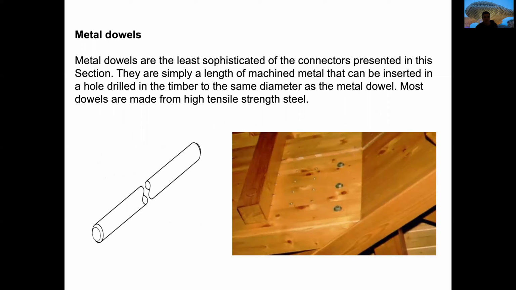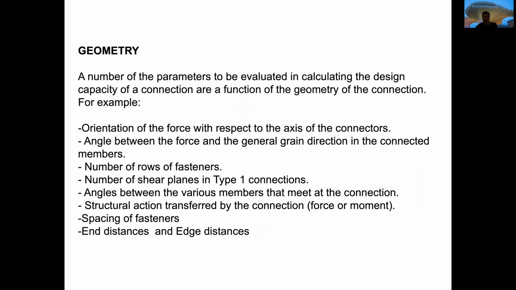Finally, we have metal dowels, and those are elements that can also be made in wood, but the metal ones are more resistant. They are less sophisticated than other connectors, and there is a hole where a metal element will be inserted, and it has the same diameter as the metal dowel and will allow some kind of high tensile strength in that area.